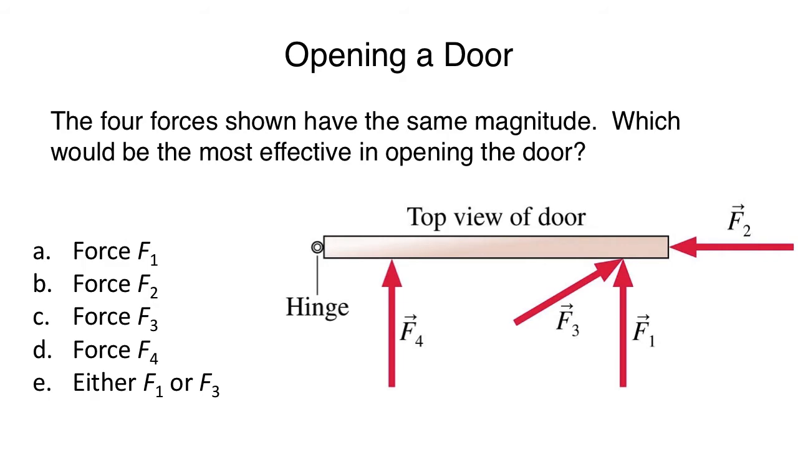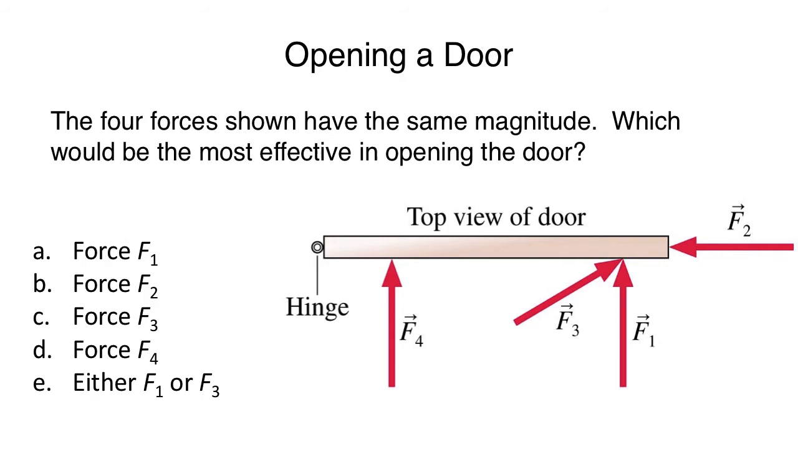If you look at this picture, you can maybe imagine where the easiest place to push a door is. There are four forces shown. Here's the door looking down. If I have a constant force, my strength is fixed, what is the best position on this door to cause it to accelerate rotationally? Take about 30 seconds. Which would be the most effective in opening the door? About 10 more seconds.